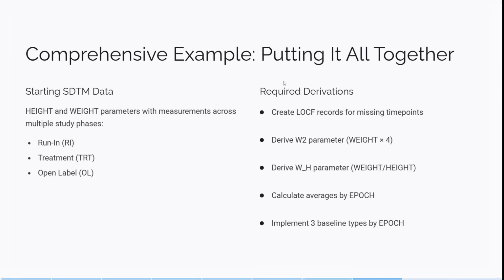Now a comprehensive example, putting it all together, starting from SDTM data. For example, height and weight parameters with measurements across multiple study phases: run-in and treatment. We measure height and weight in all three phases. The required derivations: create last observation carried forward records for missing time points, then derive the weight parameter, weight plus 4, derive the WH parameter, weight divided by height, and calculate the average by epoch, implementing the three types. This is an example of the required derivations for creating new records, by epoch and by new baseline record.